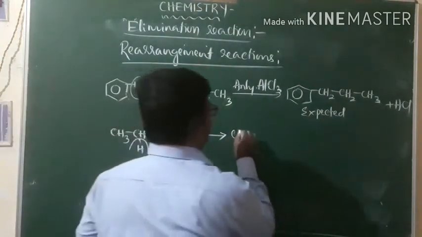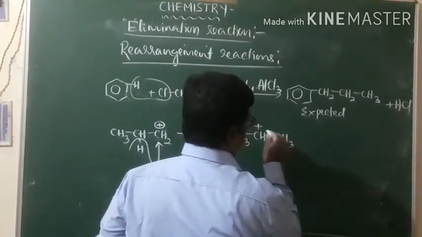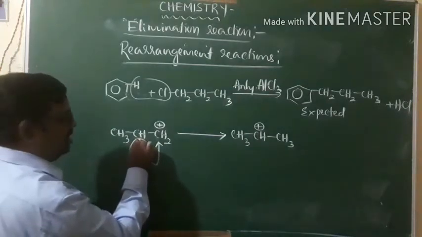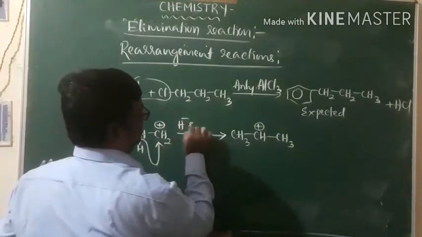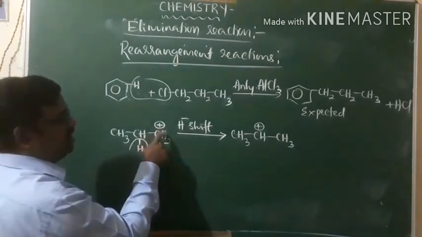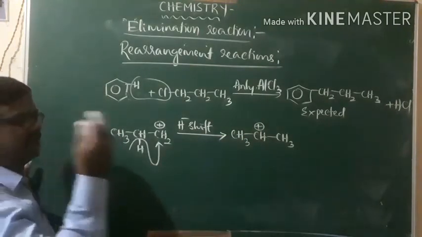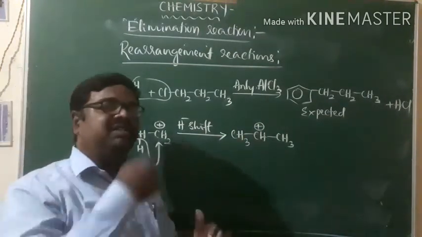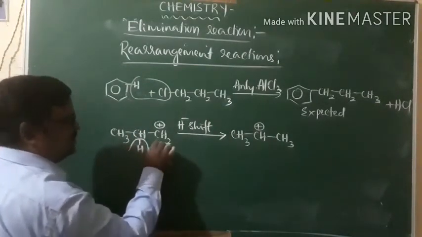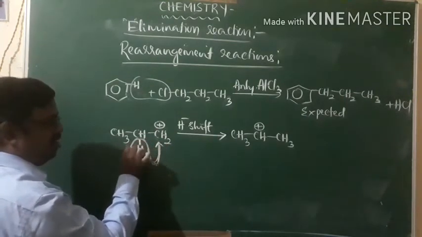That undergoes rearrangement to produce a more stable secondary carbocation. This is called a hydride shift, H minus shift. The driving force for the shift is that this primary carbocation is less stable compared to the secondary carbocation. Any chemical reaction always leads to stability. So the H minus here shifts, going out along with the bond.